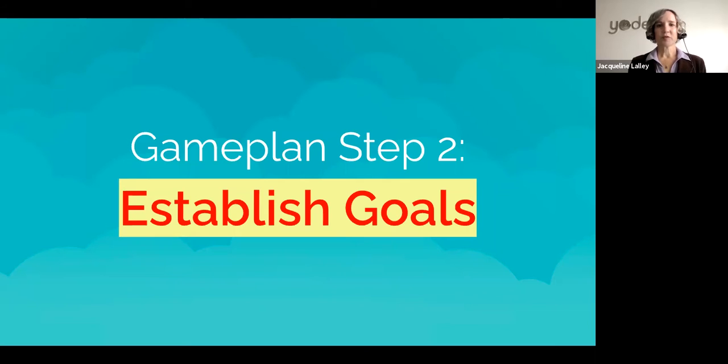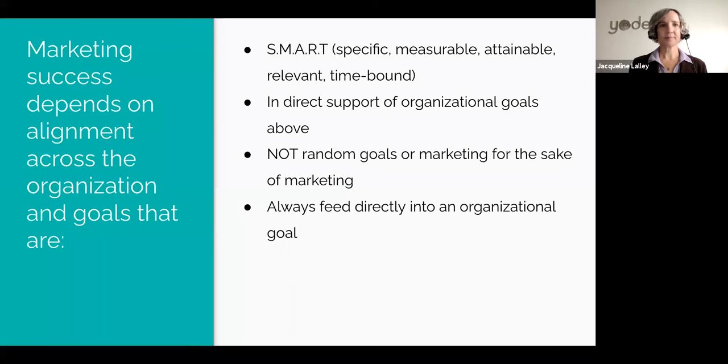So, step two in creating a game plan for your nonprofit's marketing is to establish goals. Now, we're going to talk about what that means and provide you with a process for establishing goals for your marketing. Number one, we want to start with goals that are SMART: specific, measurable, attainable, relevant, and time bound. As we create goals, we want all of those criteria to be met so that we can measure success and also just make sure that we're setting goals that we can actually reach.